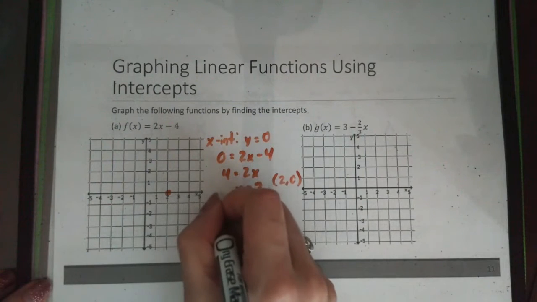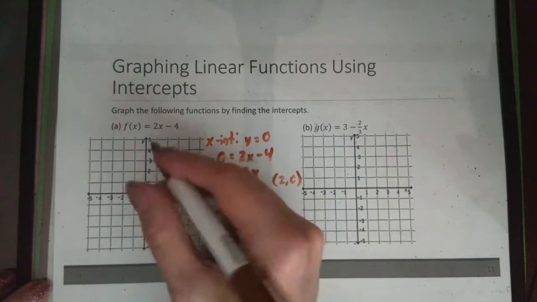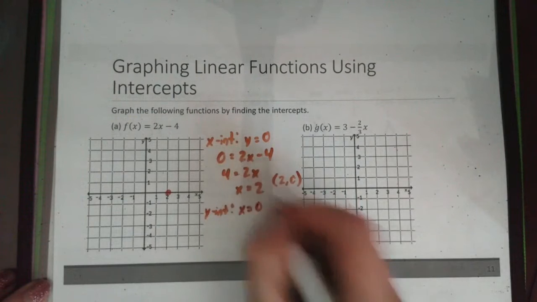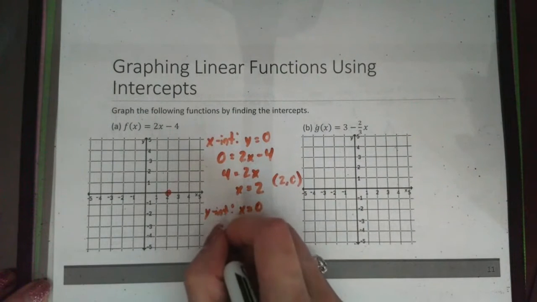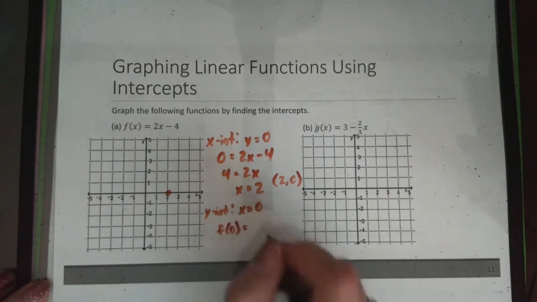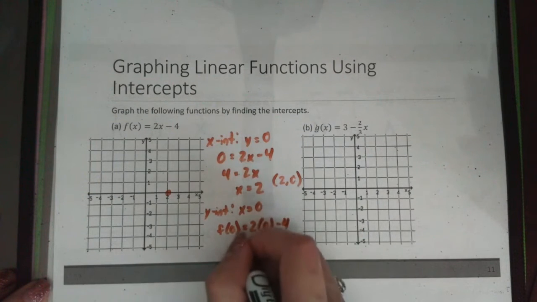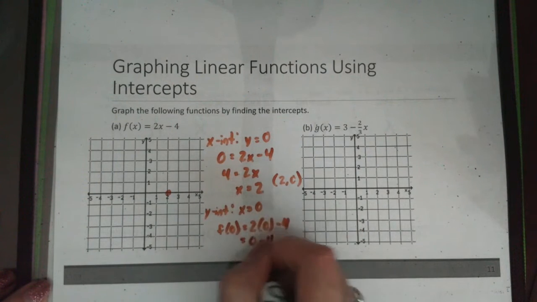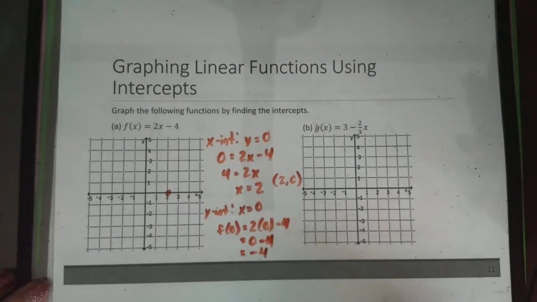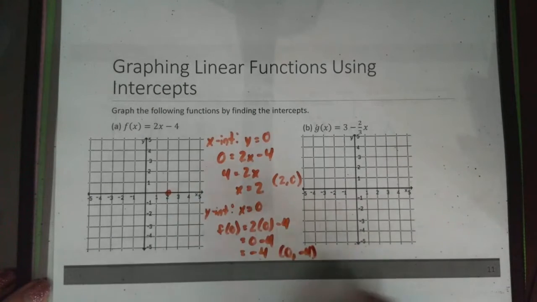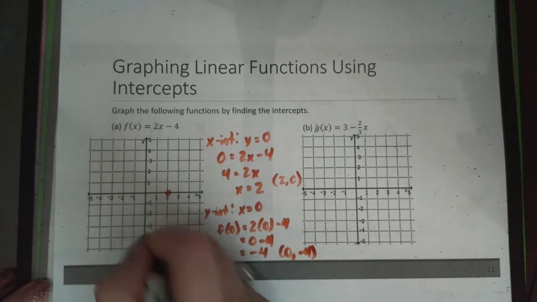To find the y-intercept, we know we're going to be on the y-axis, and every point on the y-axis has an x value of 0. So if I plug in x equals 0, then f of 0 is equal to 2 times 0 minus 4, which is 0 minus 4, which is negative 4. So we know when x equals 0, y equals negative 4, which is right here.